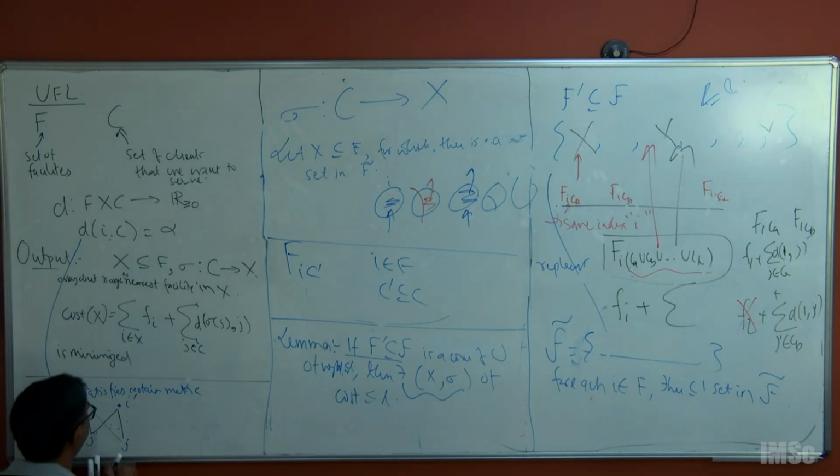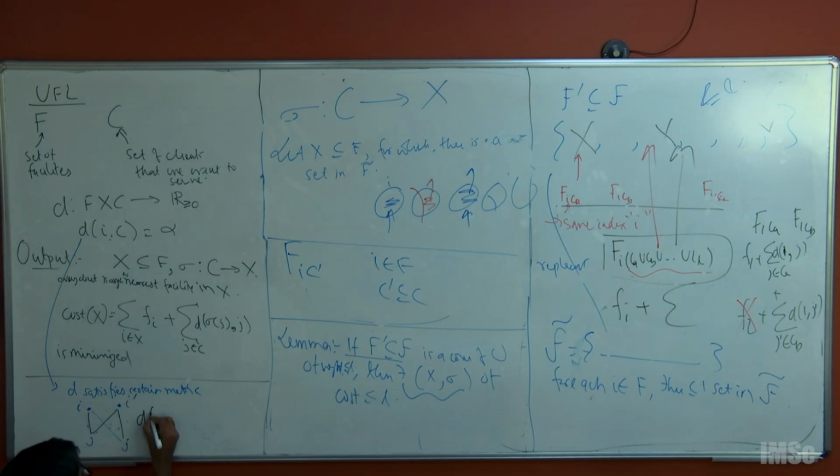So how will I translate this? This is what I will say: the distance from I to j is less than or equal to the distance from I to j prime, plus the distance from j prime to I prime, plus the distance from I prime to j. And this is true for all I prime in your facilities and for all j prime in clients. Then this is what is called a metric.